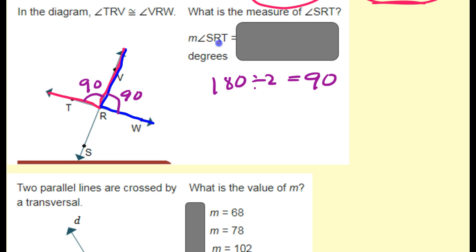So what is the measure of angle SRT? Angle SRT is this angle right here. Well, if these angles are 90-degree angles, then all of these angles have to be 90-degree angles. So angle SRT right here is also a right angle. So 90 degrees is the answer.